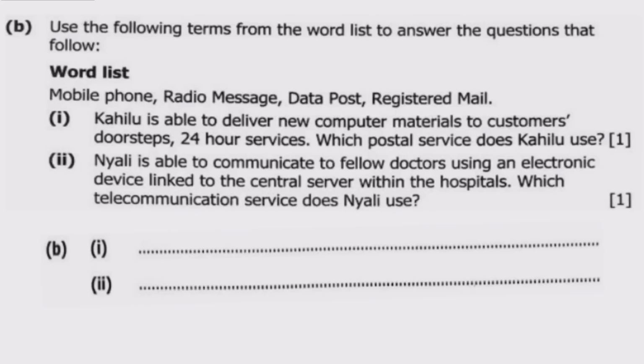Question 1B is as follows. Use the following terms from the word list to answer the questions that follow. Word list: mobile phone, radio message, data post, registered mail. Those are the words in the word list that is given.